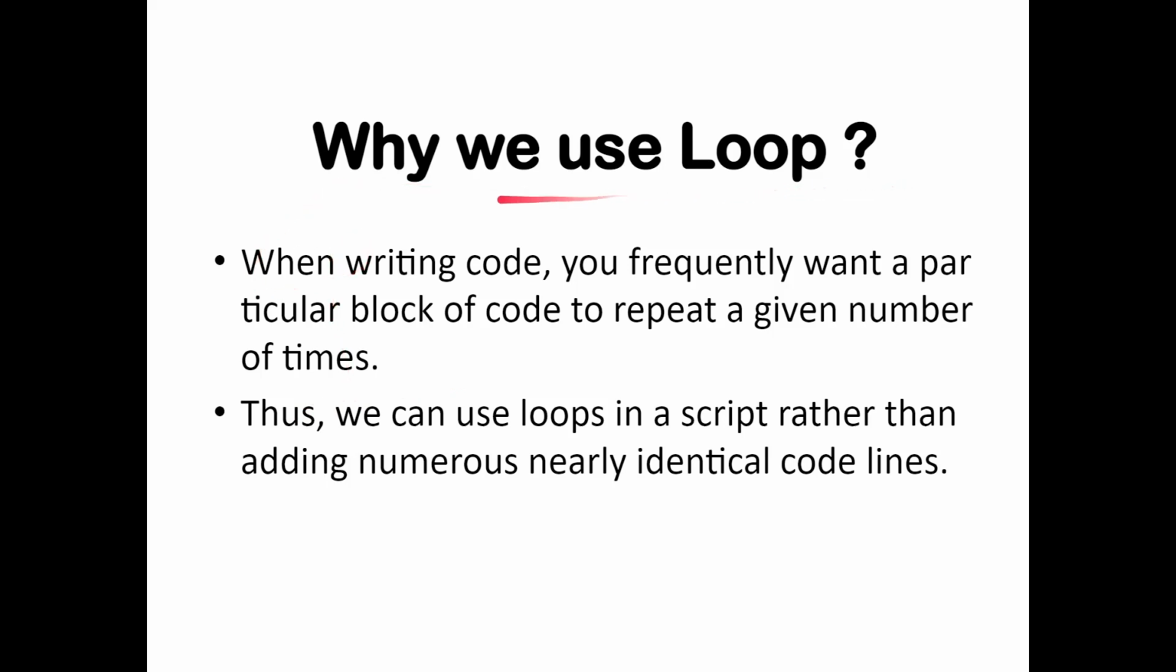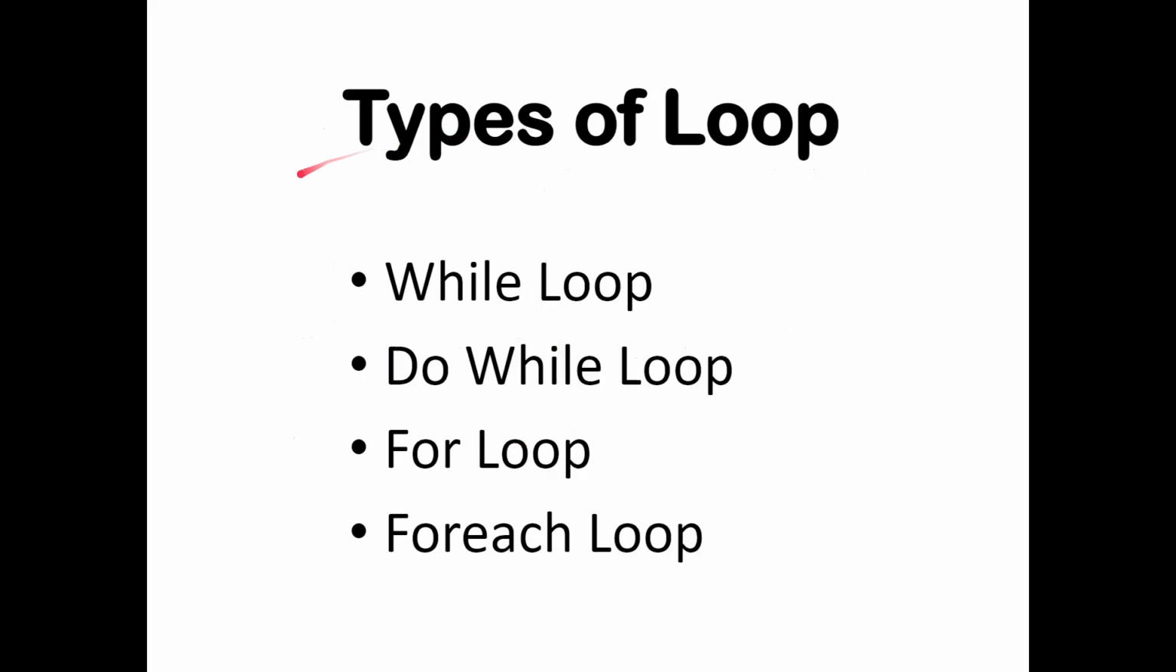So why do we use a loop? When writing code, if we want to repeat a block of code, we use a loop. There are different types of loops. In PHP we have mainly 4 types of loop: while loop, do while loop, for loop and foreach loop.